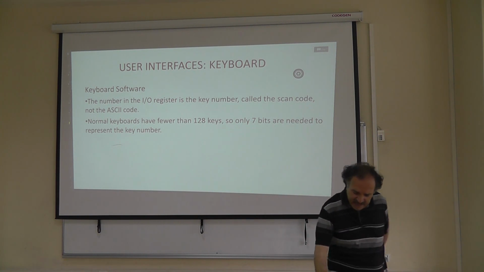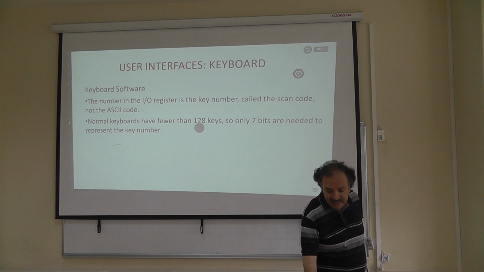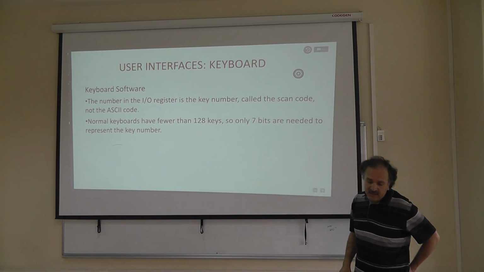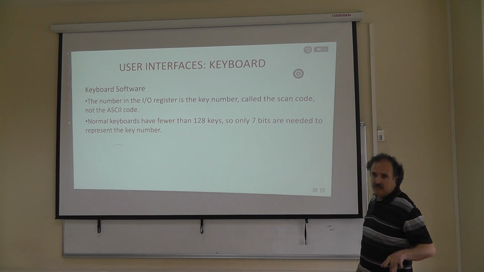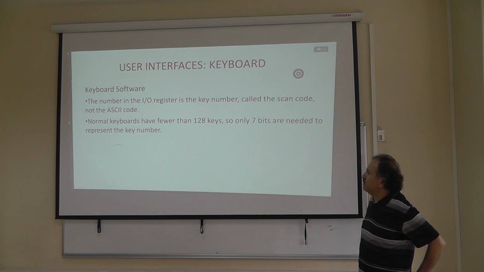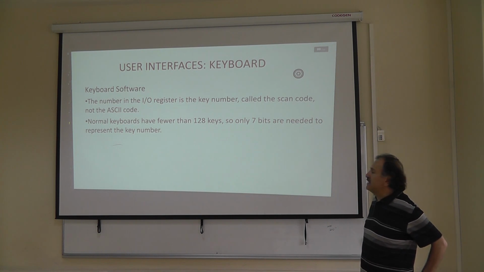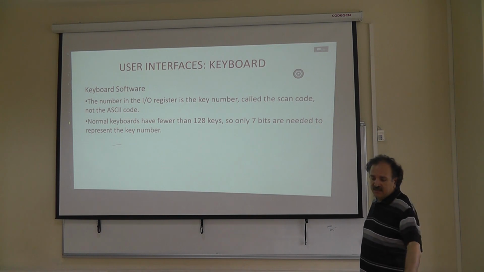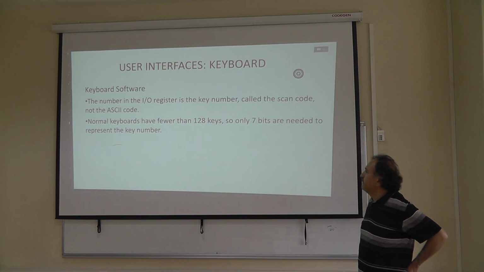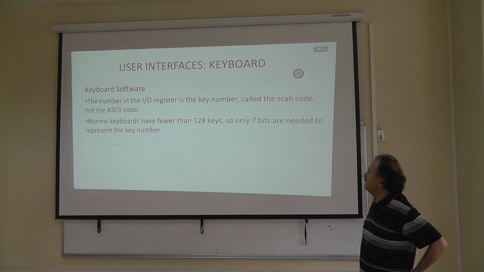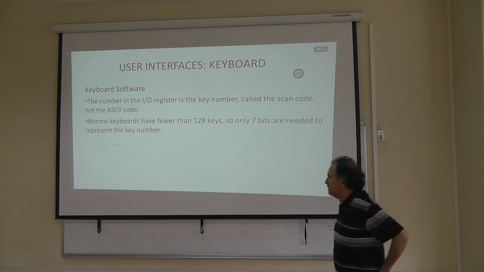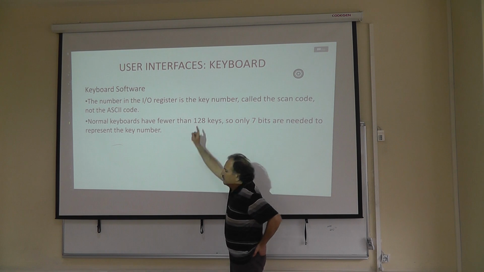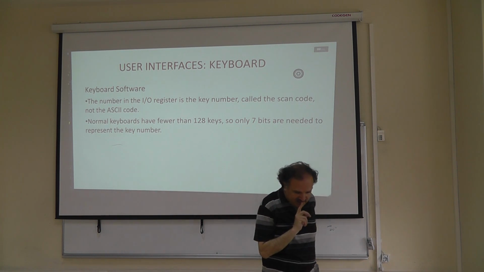Most of the keyboards have 128 keys, so only 7 bits are needed to represent the key number. You don't send the ASCII code because the keyboard doesn't work with ASCII numbers. You send the key number when you press a button, and that key number will be one of these 128 keys.